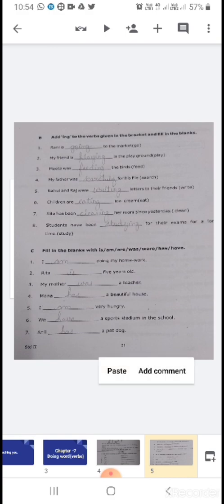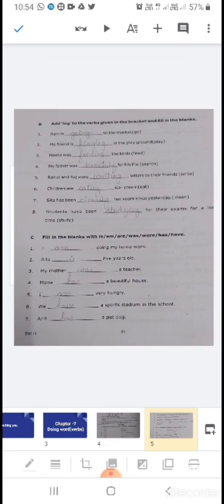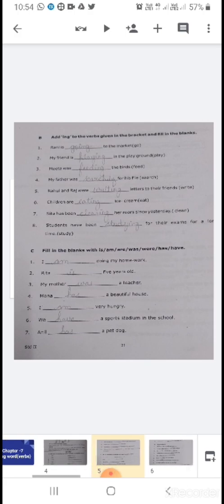Next is fourth, Mona dash a beautiful house. Mona has a beautiful house. It is also in a present tense. Now again I dash very hungry. So what I told you, use am with the I. Next is we dash a sports stadium in the school. So we use have here. And the seventh is Anil dash a pet dog. So it is in the present tense. So again we use has here.